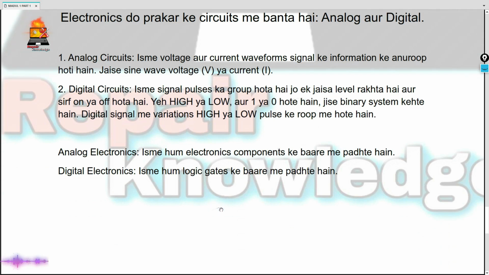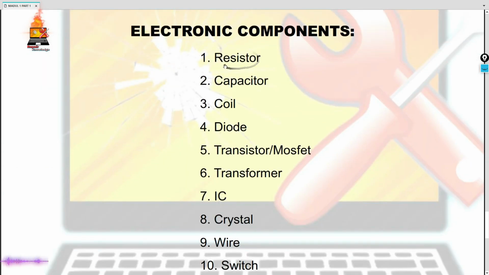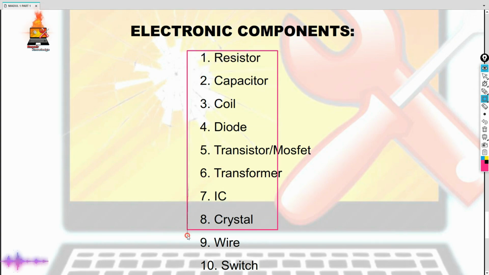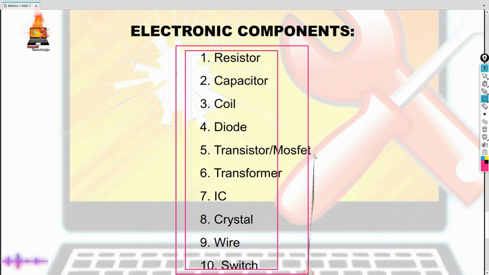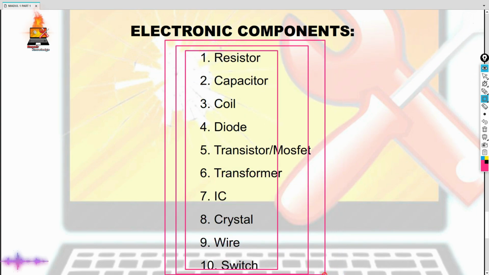Well, friends, here let's look at the electronic components that appear in our circuits. Electronic components are our resistor, capacitor, coil, diode, transistor, MOSFET, transformer, IC, crystal, switch. All these are electronic components. How do these things work for us? When they go bad, how does it change? Where does it change? We need to learn to change these things.